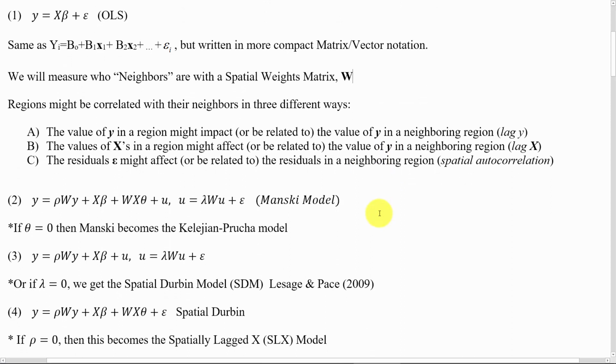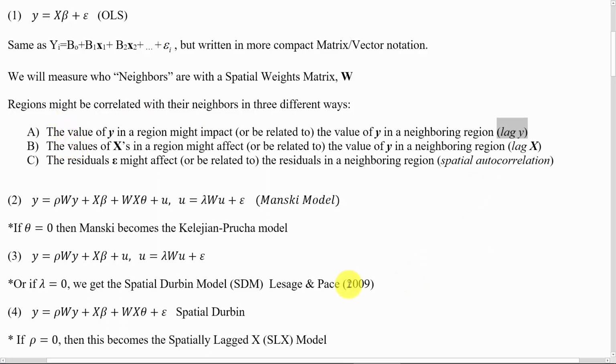Well, there are three main ways that we could think about this happening. First way, A: the value of unemployment, Y, in a region might impact or somehow be related to the unemployment rate, Y, in a neighboring region. So if, for some reason, we think that if North Carolina has a high unemployment rate, that might somehow cause a higher or lower unemployment rate in neighboring states, we might think about this as a lag Y, spatially lagged Y kind of model.